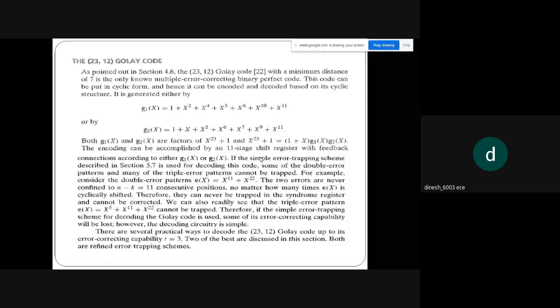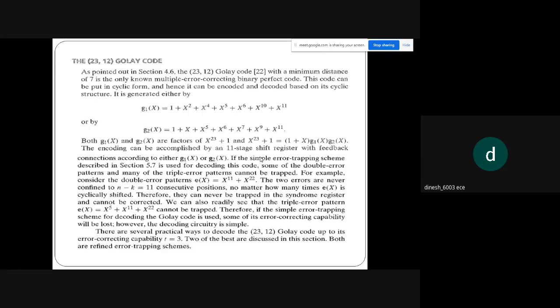So for example, if you have two error patterns, or if you have three error patterns, we can use the concept of e of x, which is equal to x power 11 plus x power 22, for determining the errors of double errors and triple errors. So that can be done by this error pattern. Okay.